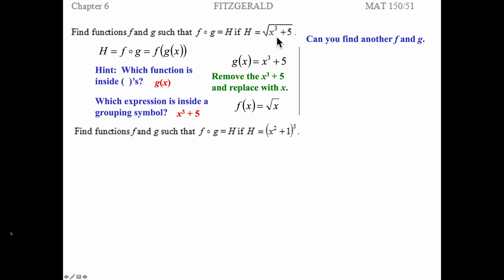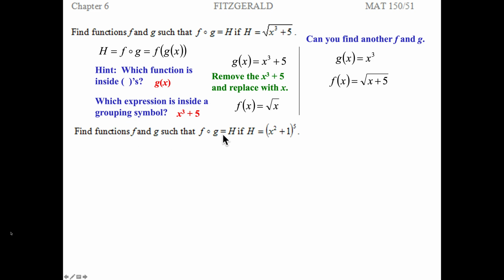You can also find another possible pair. So there's usually never one correct answer. The exponents are considered to be a grouping symbol. Okay, so we could say g of x is equal to x cubed. Take out the x cubed, and then put in an x, and you have the square root of x plus 5. That's another possibility. I like this one here because there's always a grouping symbol somewhere. Radicals, parentheses, absolute value bars, there's something there.